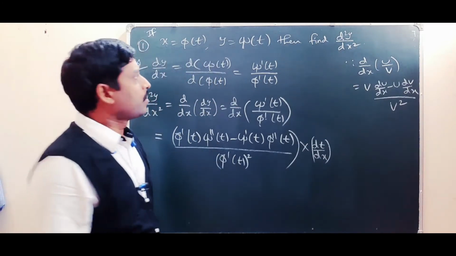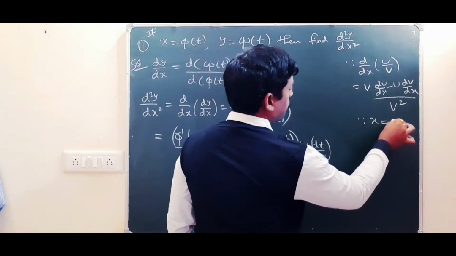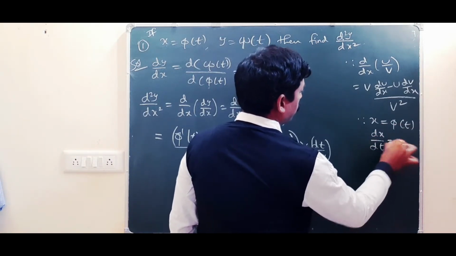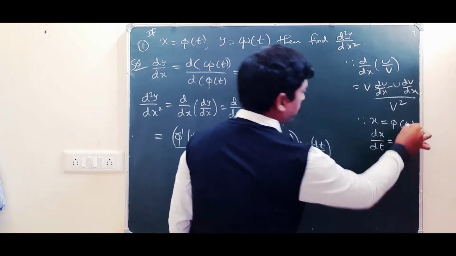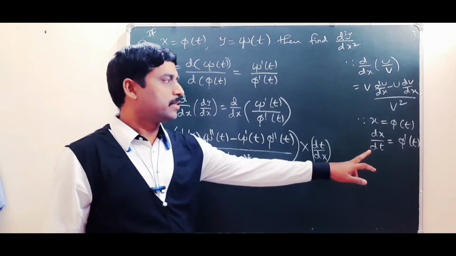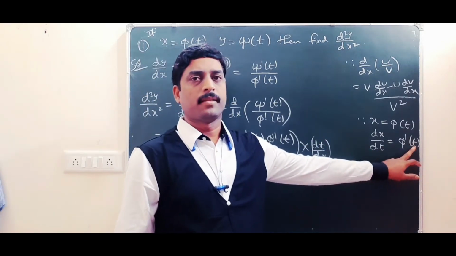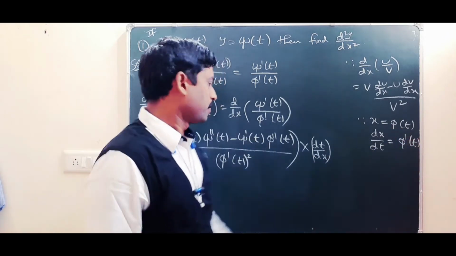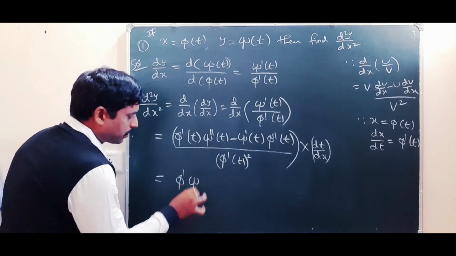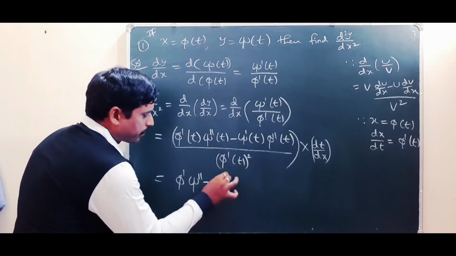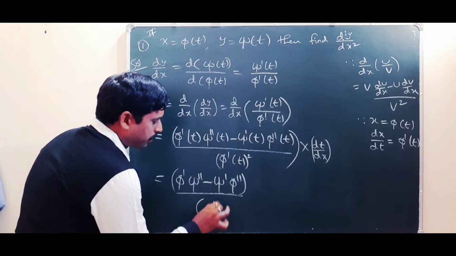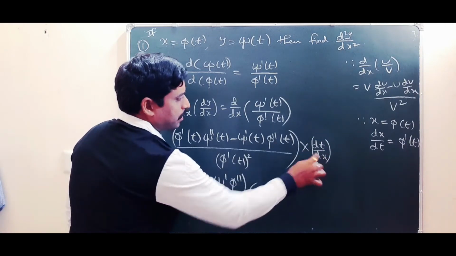So what is given? x is equal to pi of t. The dx by dt value we get is pi dash t, since differentiation of pi of t is pi dash t. Now the dt by dx value is the reciprocal of pi dash t, which is 1 by pi dash t. This is going to be pi dash into psi double dash minus psi dash, pi double dash, by pi dash whole square, into the dt by dx value.